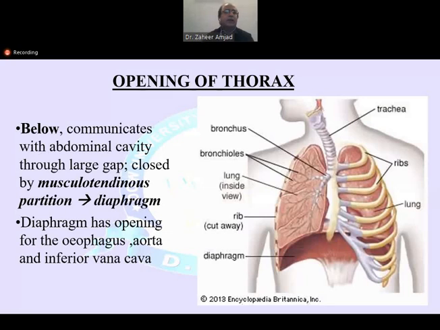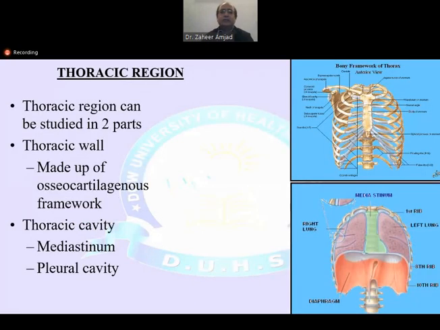Thoracic region: you can study the thoracic region in two parts. Number one, the wall of the thorax. This wall of the thorax is made up of an osteocartilaginous framework. Osteocartilaginous means consisting of bone as well as cartilage, because the ribs are connected to the sternum with the help of costal cartilages. So it is called an osteocartilaginous framework.